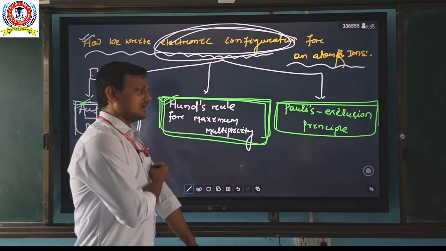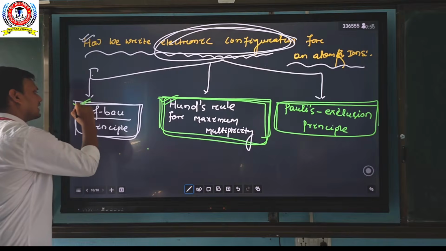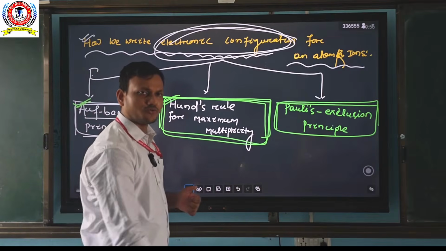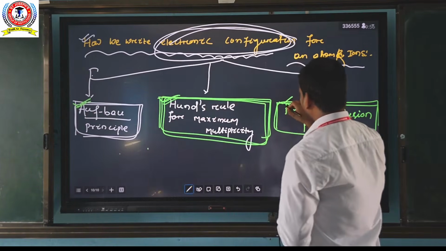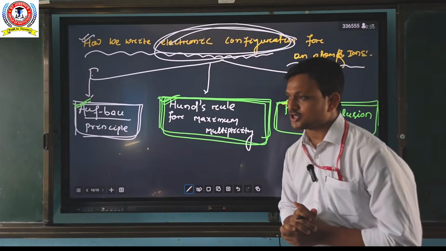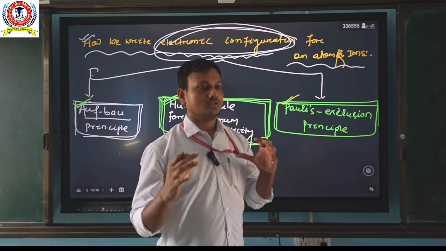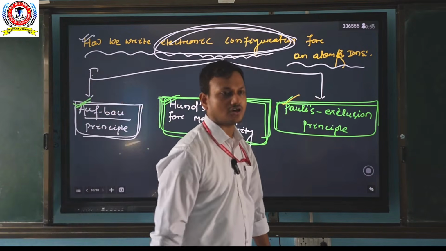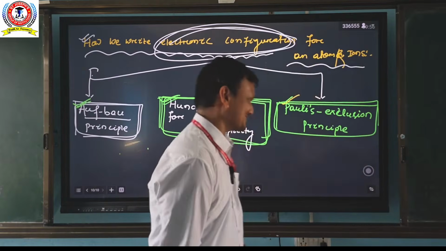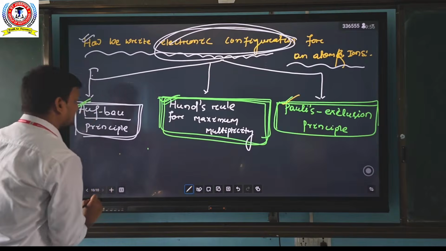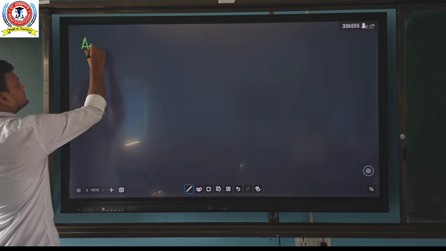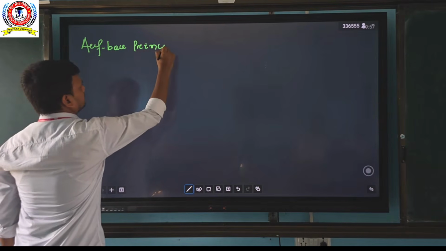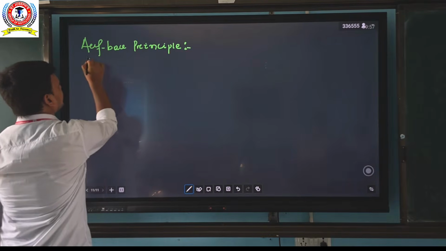Students, next we understand what is the Aufbau principle, what is Hund's rule for maximum multiplicity, what is Pauli's exclusion principle, and how they are applicable when I write electronic configuration for an atom or ions. Okay, students, let's start the Aufbau principle.